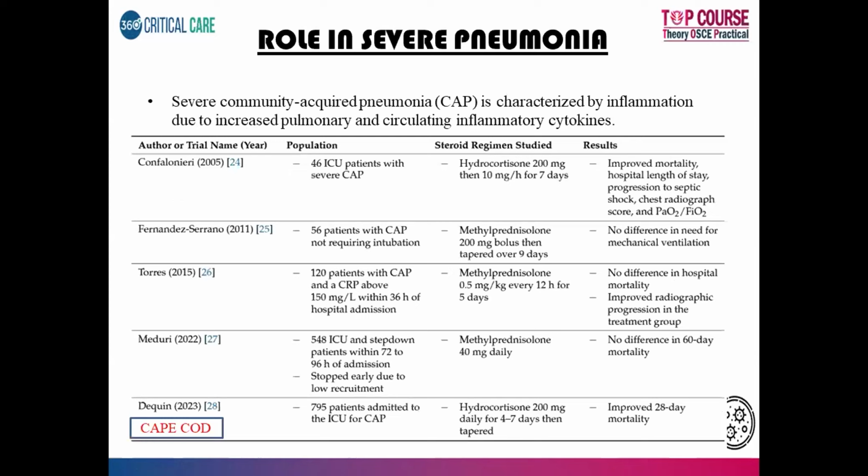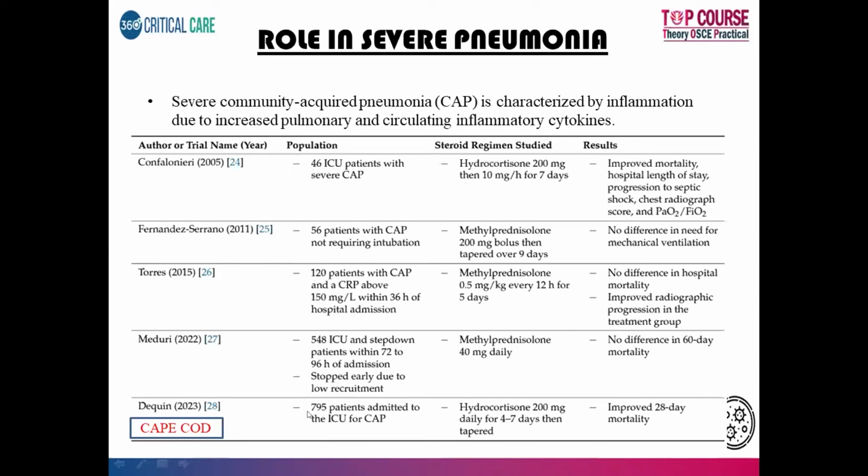Now, role in severe pneumonia. Community-acquired pneumonia is characterized by inflammation due to increased pulmonary as well as circulatory inflammatory cytokines. That is where you have to use steroids. This started in 2005. Initially, studies showed that it improved mortality. Then from 2011 to 2022, there were a lot of studies. Even Meduri has done a study in CAP, and he found that there is no difference in mortality.